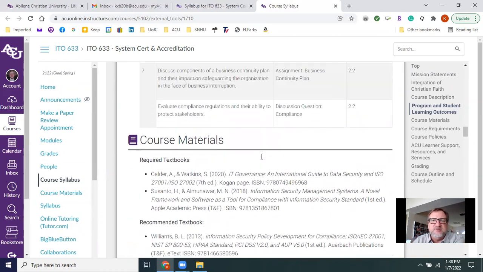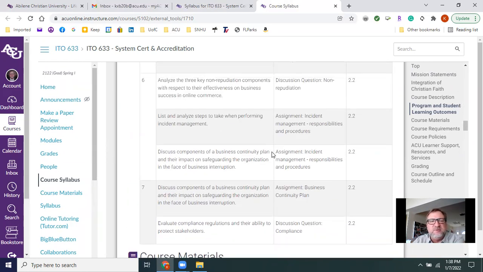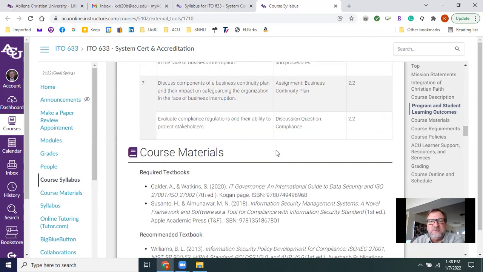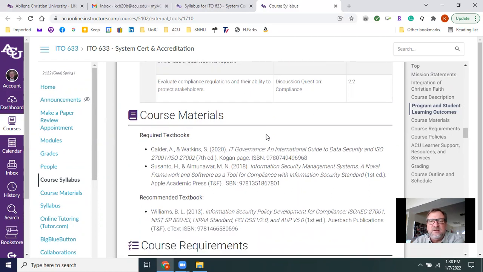As you go through the discussions and assignments, you're at a graduate level, so make sure that you're using your library resources and following proper format, and I'm really trying to stretch yourself and learn some new information.